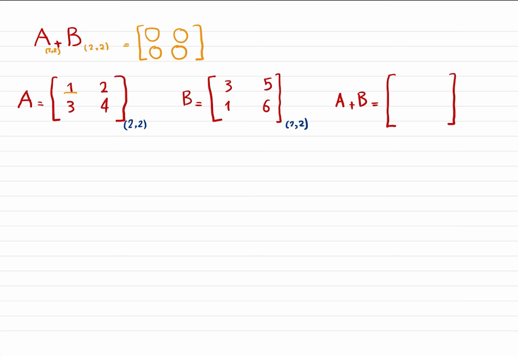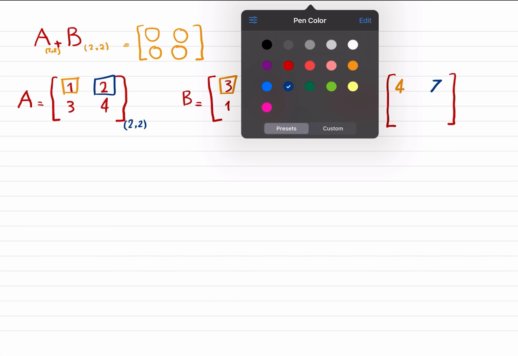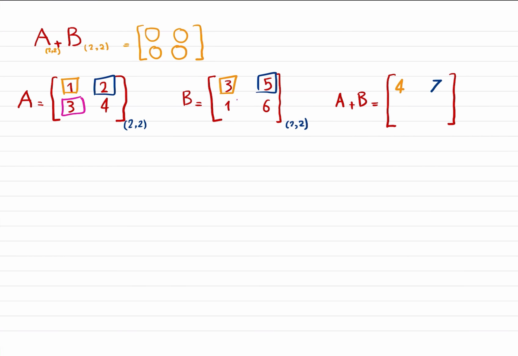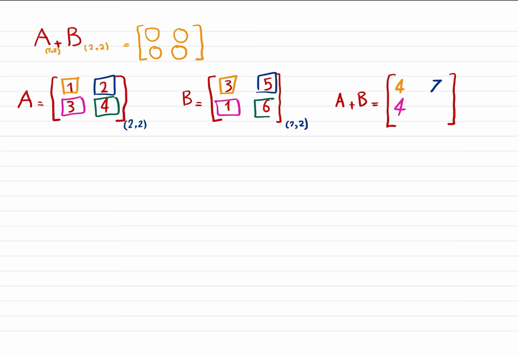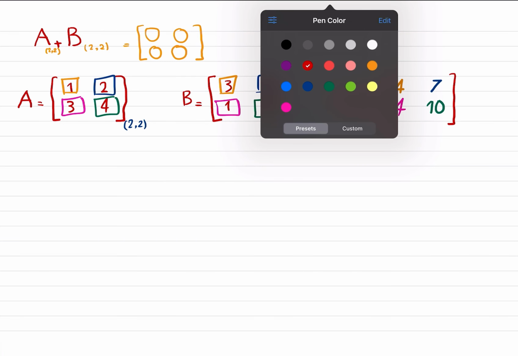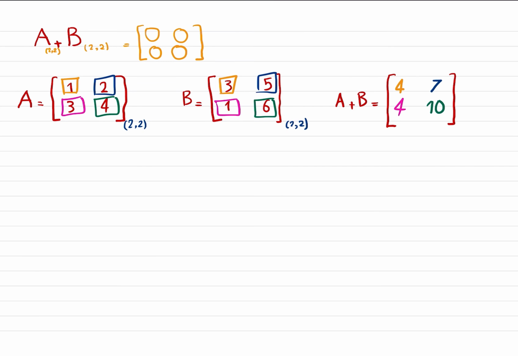Okay, here we have 1, here we have 3. Okay, it's 4. Let me draw a square on it. And here we have 2, and here 5. It's 7. And here we have 3, here we have 1. It will be 4. And here we have 4, here we have 6, and it will be 10. And the order of our sum is 2 by 2, like the other matrices.